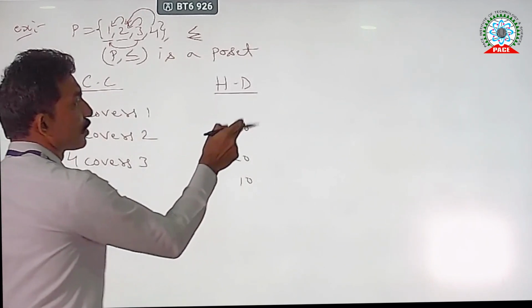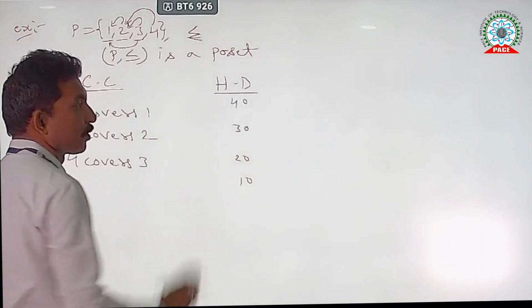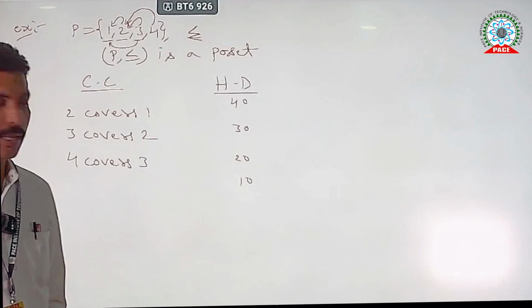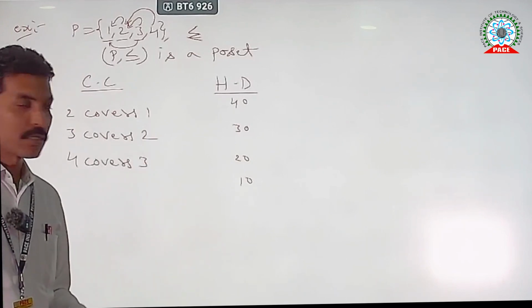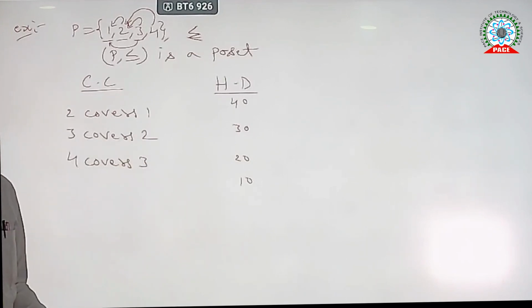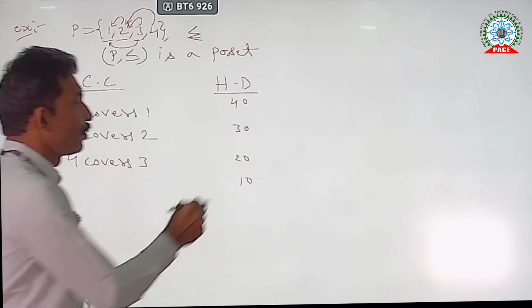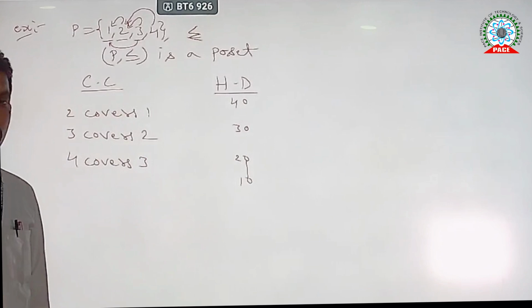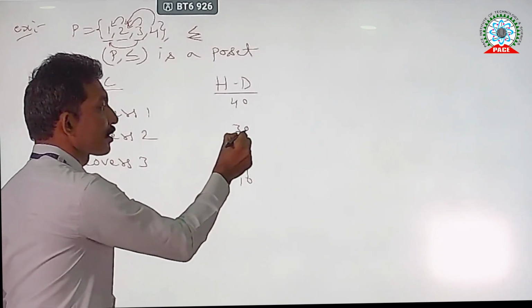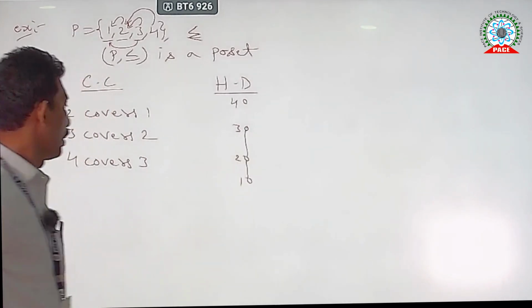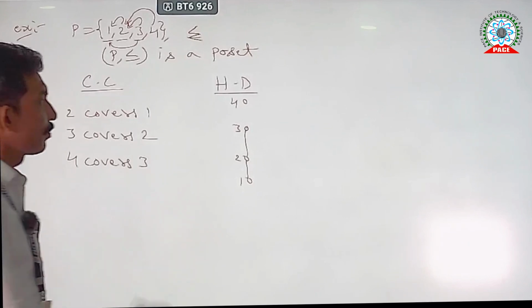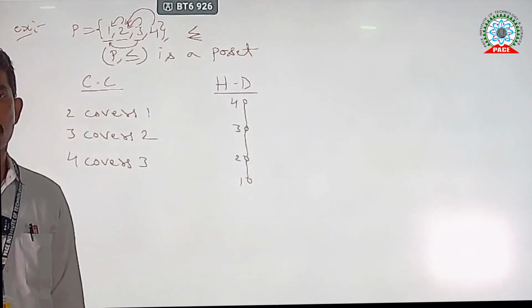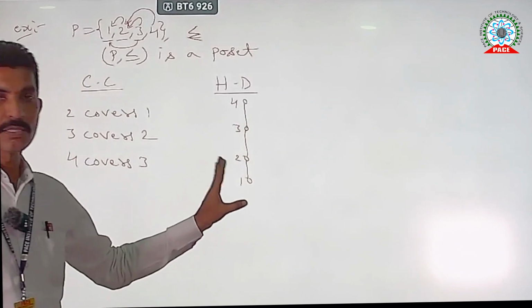So we denote the numbers as circles. Then using the covering conditions, 2 covers 1 means we have to draw a straight line from 2 to 1. And 3 covers 2 means we have to draw another straight line from 3 to 2. And 4 covers 3, that means from 4 to 3 there is an edge. So it is the required Hasse diagram for this set with the partial order relation.